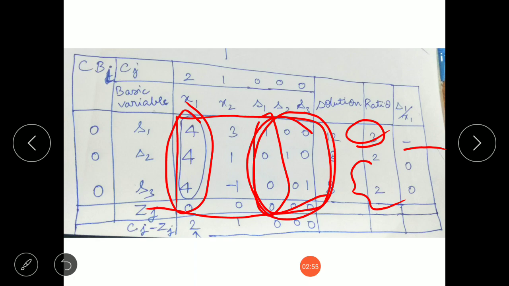So what is the S1 value for this element? The corresponding S1 value is 0, and the corresponding X1 value is 4. So 0 divided by 4 is 0, and we have written 0 here. Similarly, the corresponding S1 value for the third element in the ratio column is 0, and the corresponding element in the X1 column is 4. So again 0 divided by 4 is 0. Again we are seeing that a tie has occurred between these two elements and we are unable to decide the key row.